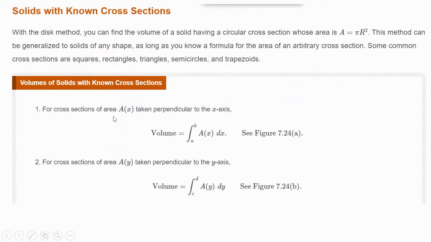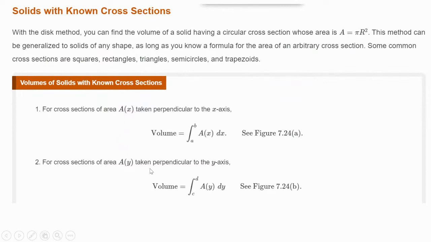Okay, so for cross sections of area A of x, taken perpendicular to the x-axis, we're going to be integrating dx. That means we're integrating from a to b the formula A of x. Now this is just like when it was a circle, we said, oh, this is pi r squared dx. But now we have a different area function.